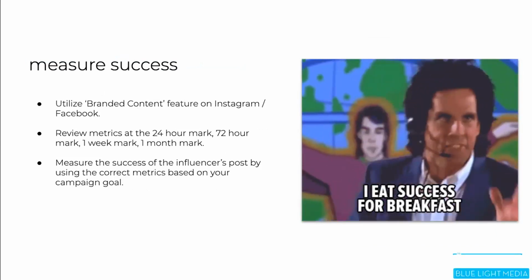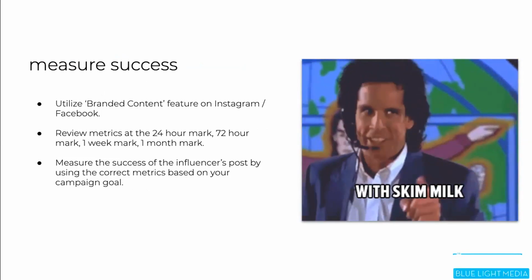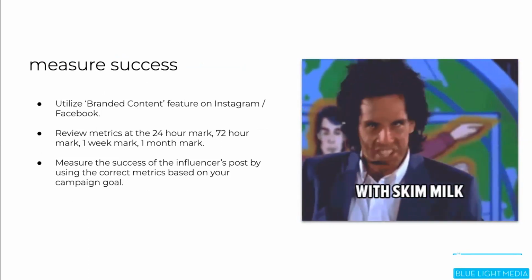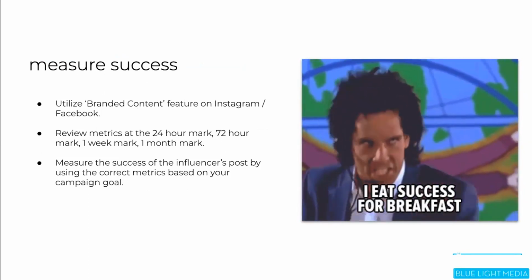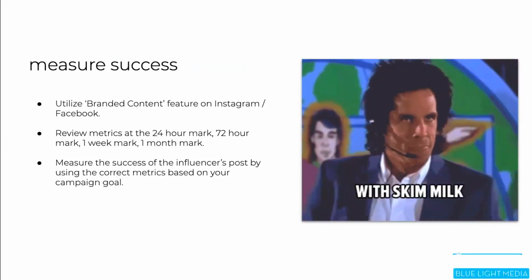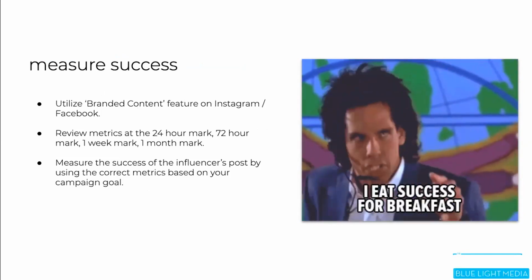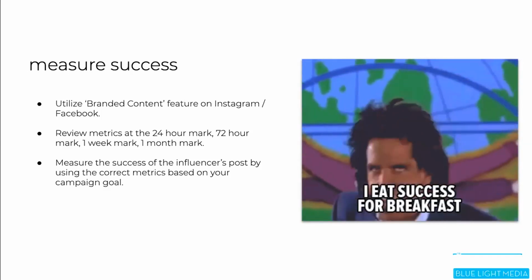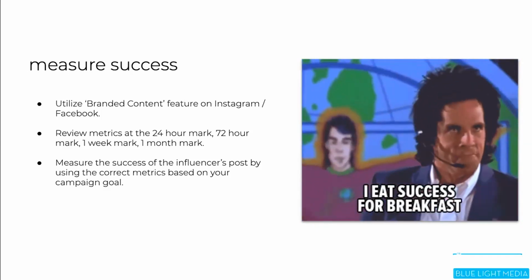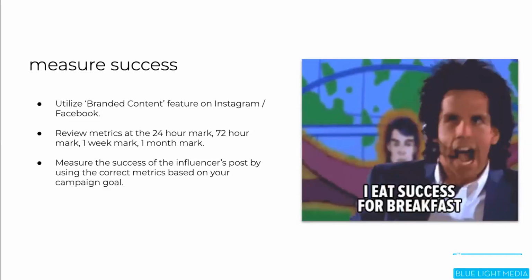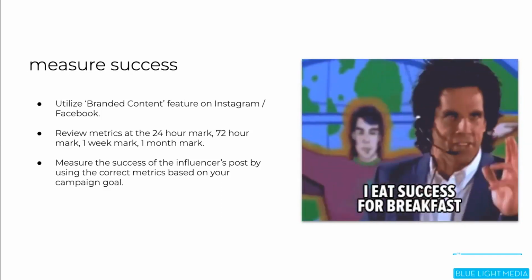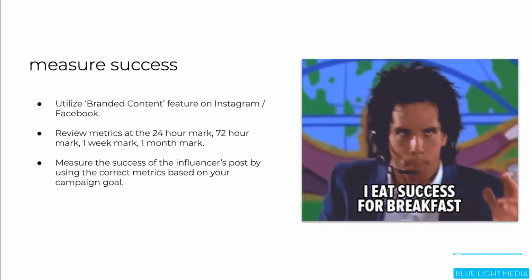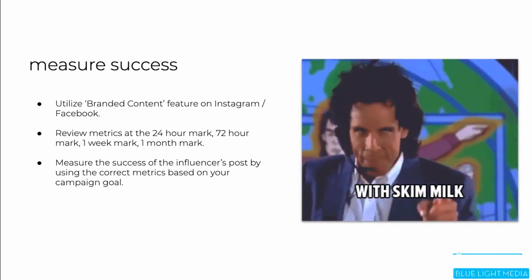Cool. So measuring the success of your campaign. Again, you want to utilize that branded content feature or adding them as a business partner. And that can be found in your insights through Facebook, through business.facebook.com. So what we like to do is review those metrics at the 24-hour mark, 72-hour mark, 1 week mark, and 1 month mark. And that's because of Instagram's algorithm. People can see posts 3 weeks later. So those engagements can be boosted within those times. And you want the most up-to-date, accurate information.